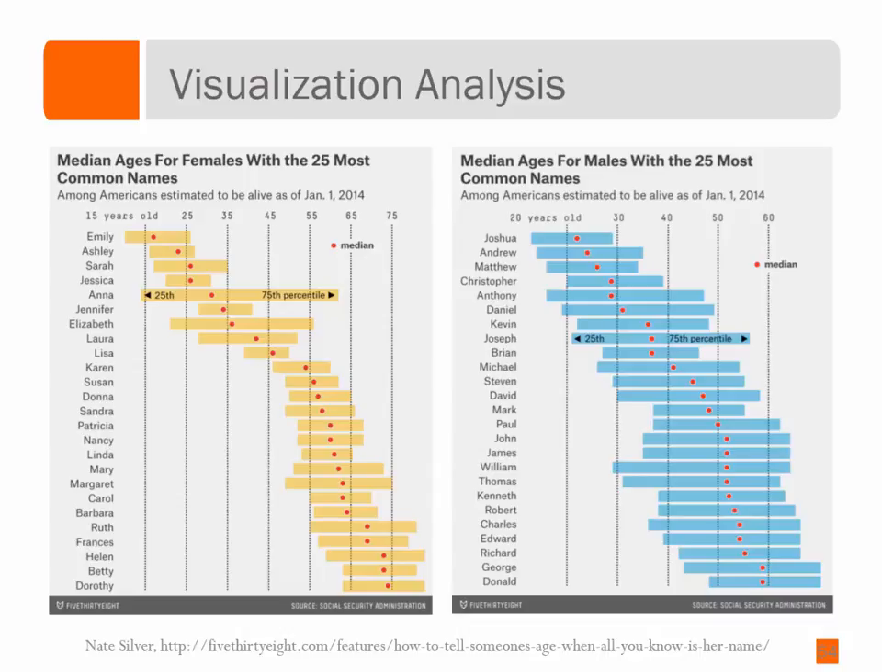I assure you that mine is not on this list. So we have Joshua, Andrew, Matthew, Christopher, all the way through Richard, George, Donald. The last one, of course, somewhat recently interesting. And we see the median on each of those as well as the range on those names.